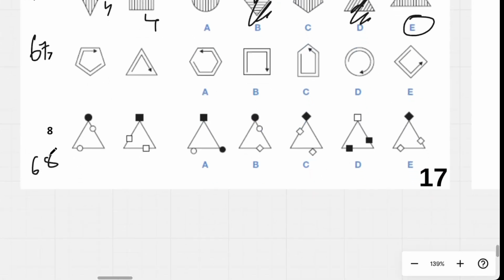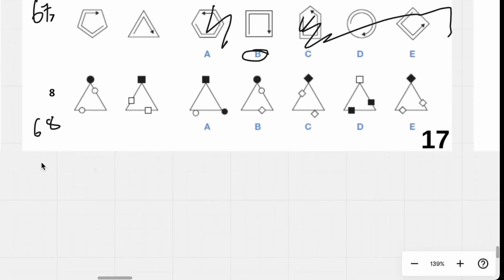67, the arrow is going clockwise, which means the only one we can get is B. 68, we have two shapes, one black on top, cross this one out. They're always on the outside, like touching the outside, therefore it has to be E.